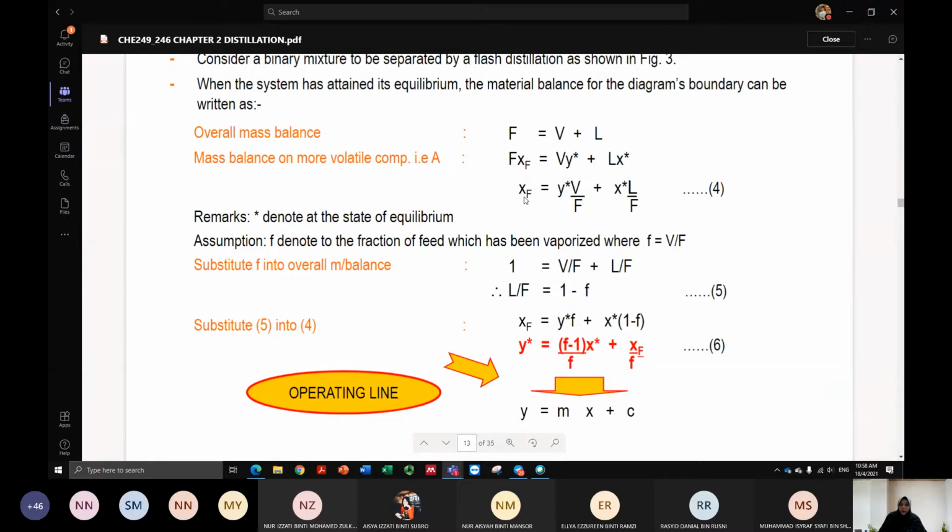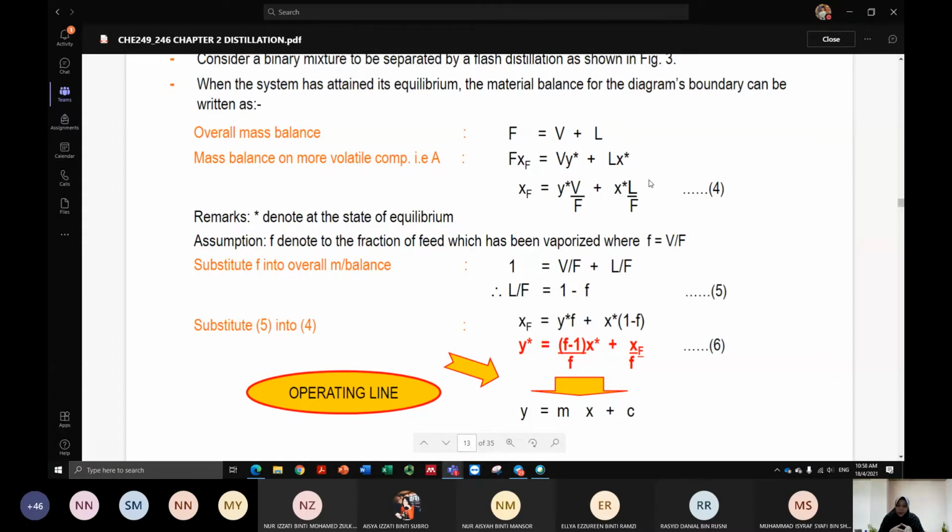So what you have is F multiplied by XFA equal to VYA plus LXA. This star is for A only because this is the mass balance of the A component. So to simplify everything, why do we need to have the overall mass balance, and the mass balance of component A?